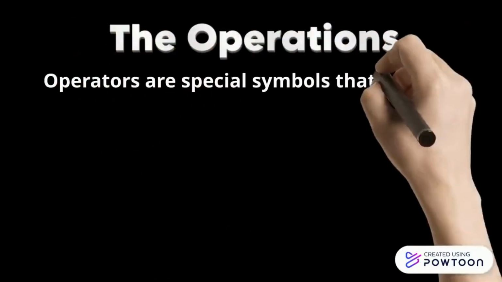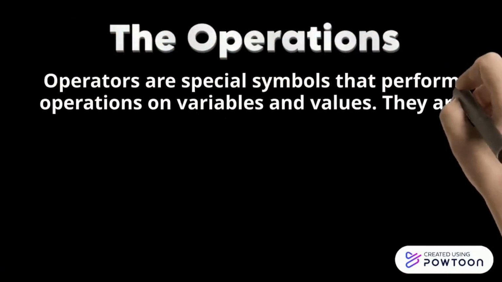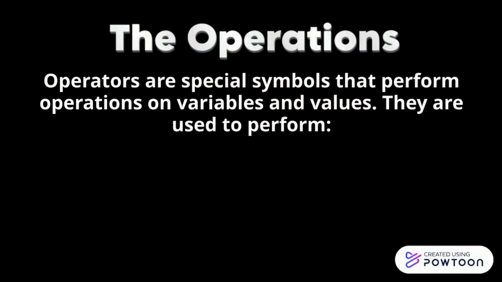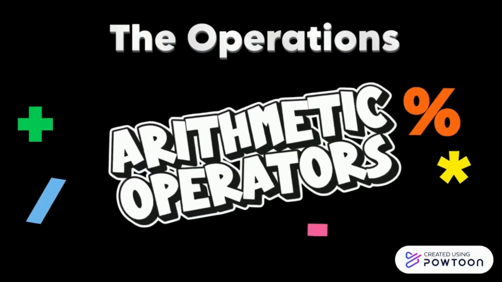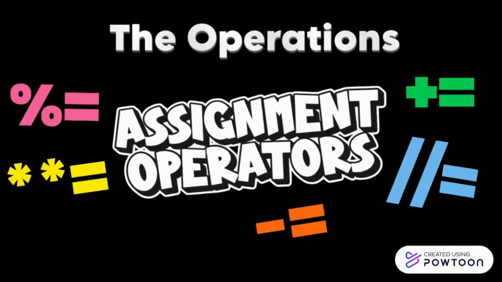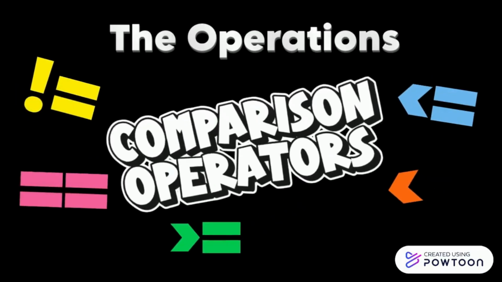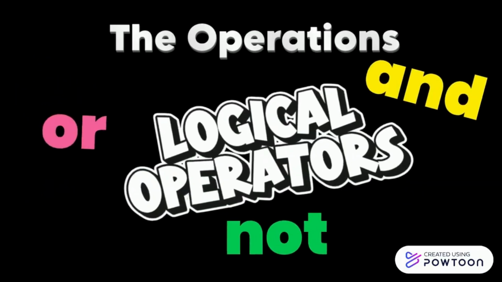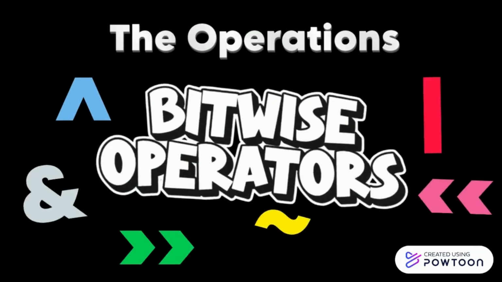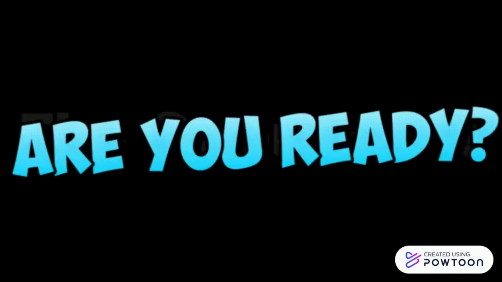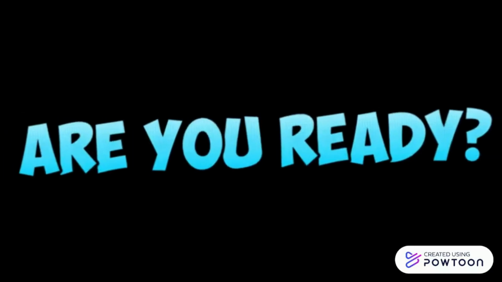Operators are special symbols that perform operations on variables and values. They are used to perform arithmetic operations, assignment operations, comparison operations, logical operations, bitwise operations, and now we will put everything into details to understand each of them easily. Are you ready? Let's go!